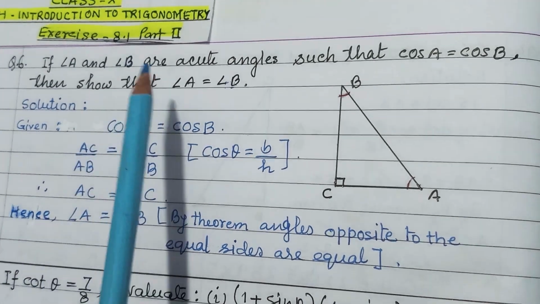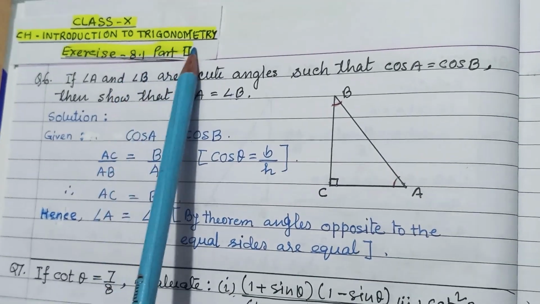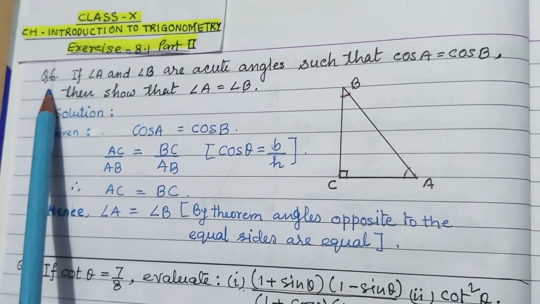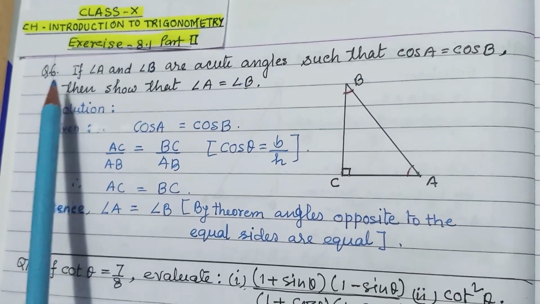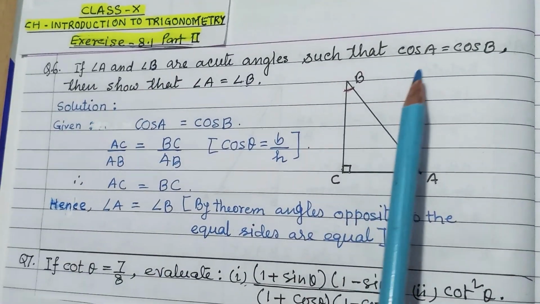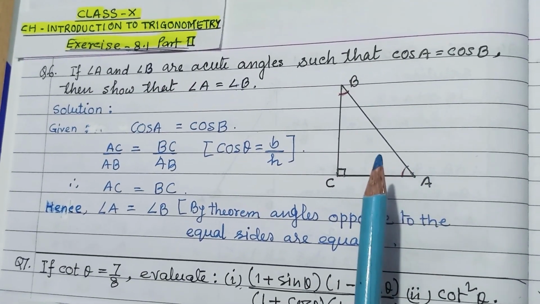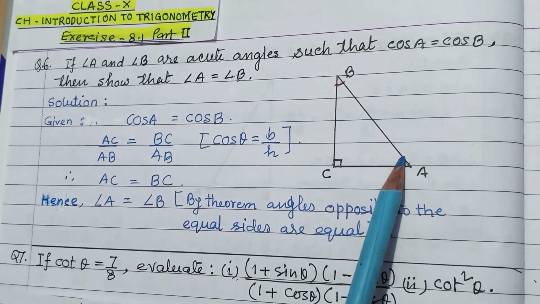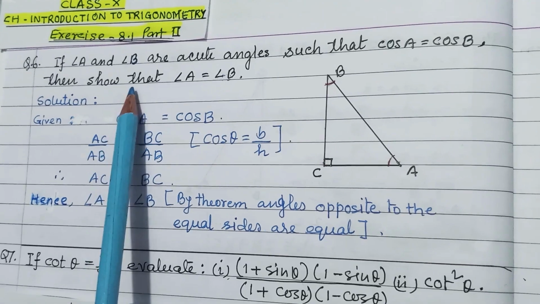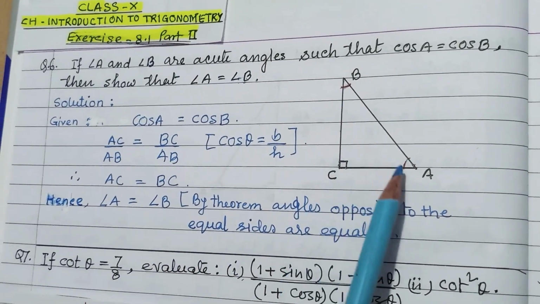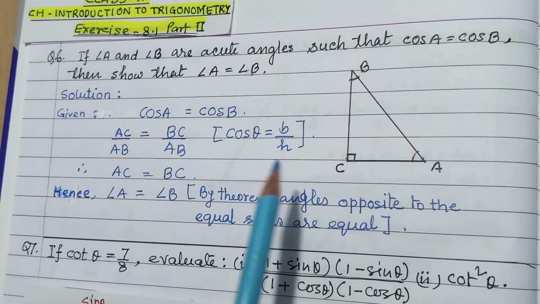And today I will explain you chapter trigonometry exercise 8.1 part 2. In part 2, it will start from question number 6. Question number 6: if angle A and angle B are acute angles such that cos A is equal to cos B, show that angle A is equal to angle B. Then we have to prove that angle A and angle B are equal.